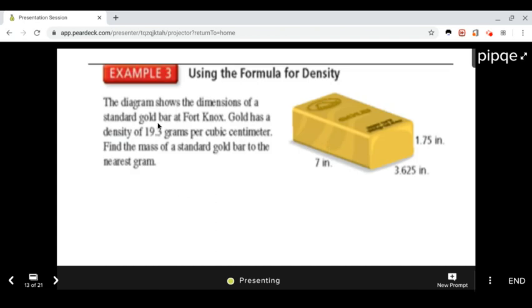In this case, it says the diagram shows the dimensions of a standard gold bar at Fort Knox. Gold has a density of 19.3 grams per cubic centimeter. So they're giving us the density. Find the mass of a standard gold bar to the nearest gram. And so, yes, these are the dimensions.